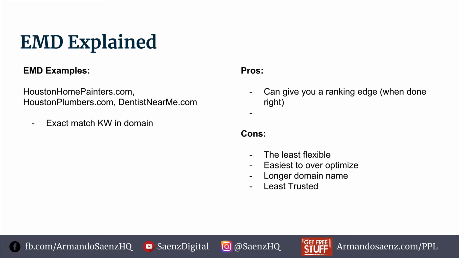What we don't like about these is that these are the least flexible domain types. So Houston Home Painters can only be about Houston Home Painters. It can't be about anything else. It can't even be in a different city because the domain name really binds you. So they're the least flexible. They're also the easiest to over-optimize.